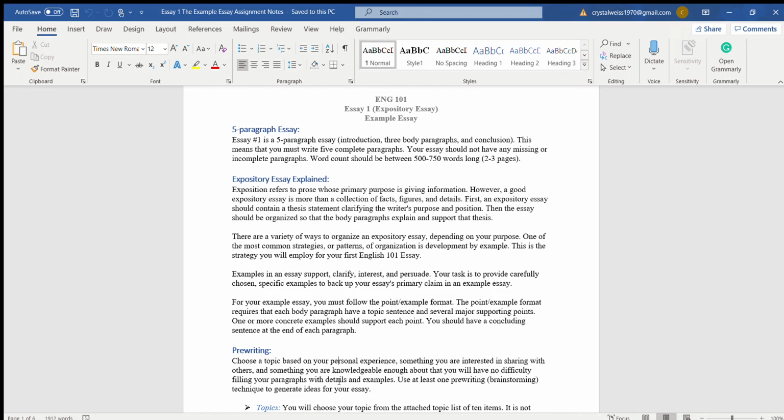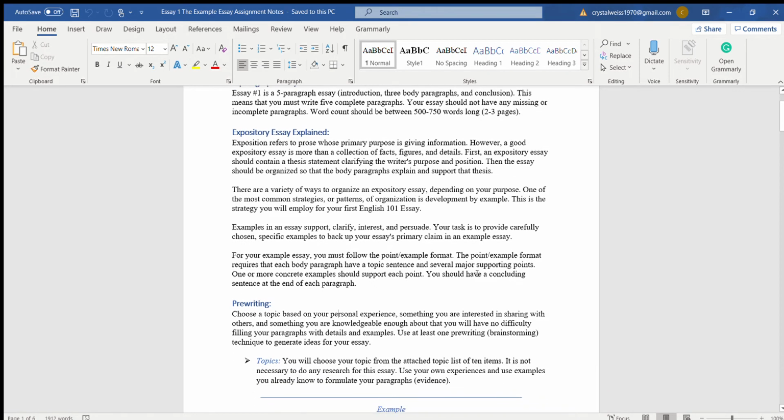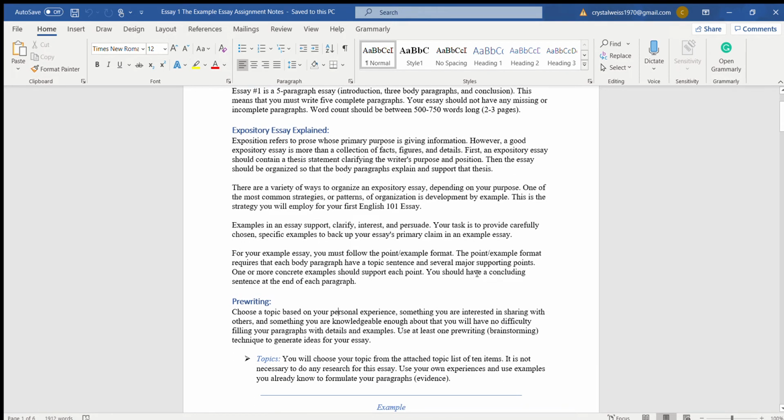Word count should be between 500 and 750 words long, which means your essay at completion should be between 2 to 3 pages long. Okay? Which really means that your paragraphs should probably be longer than 5 sentences, but at minimum 5 sentences.